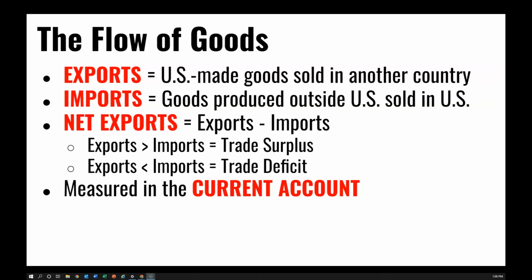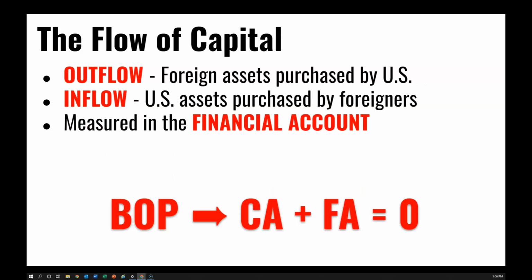So when we're looking at net exports, we're talking about what's known as the current account. That current account is measuring the value of goods and the flow of goods to and from a particular country. The flow of capital falls under what's known as the financial account. And you can have outflows or inflows.